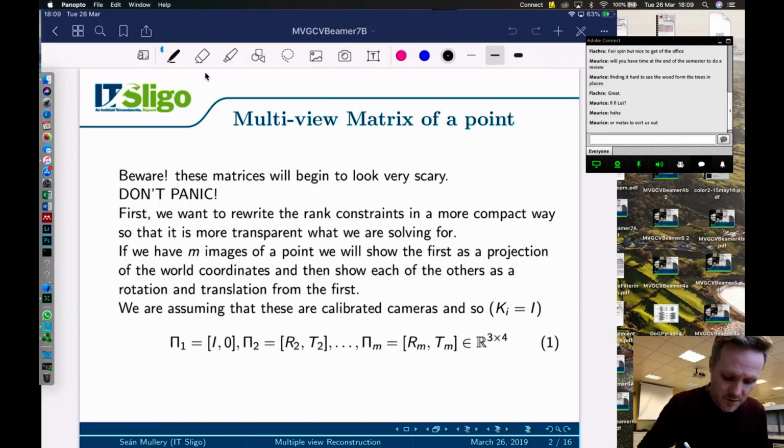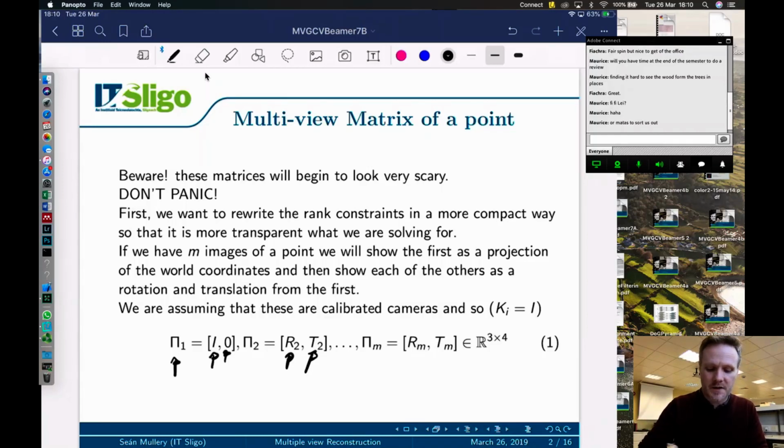So the way we've written that here is we've shown that the projection matrix for the first one is simply that we have no translation. We have just the identity matrix there, as you can see. So what we're basically saying is that we're projecting into the first camera, as if the pinhole of the first camera is the origin of our world coordinate system. And then we're going to explain how that point gets into each of the other cameras using the rotation and the translation to the other camera from the first camera.